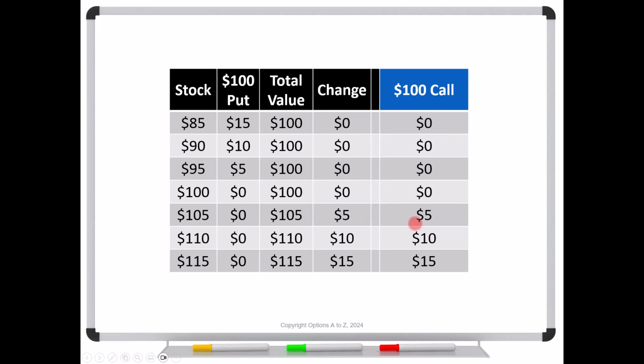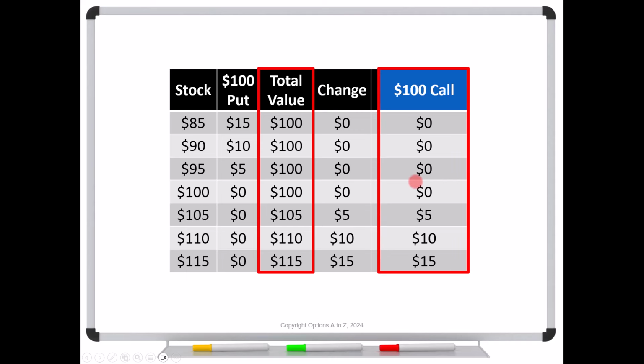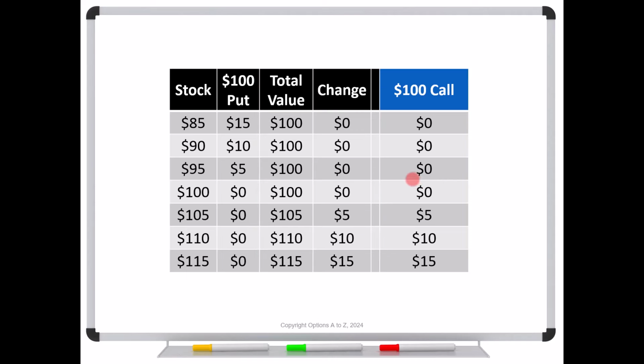Why do we say that these are synthetically equivalent? Well, the reason is that in the options world, when we talk about synthetic equivalence, we're normally talking about the changes in these values, not the total values, but the changes. So for example, let's say when the stock moves from 85 to 90, this person's portfolio went from 100 to 100. That is a change of 0.